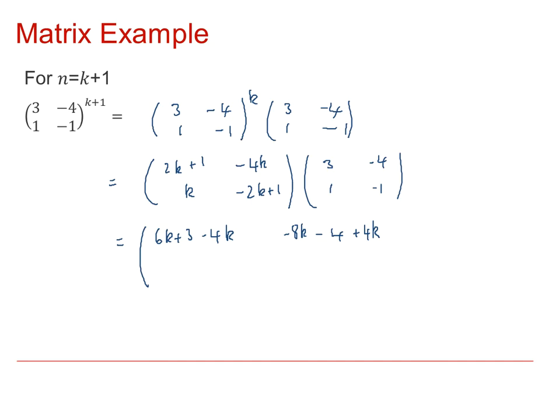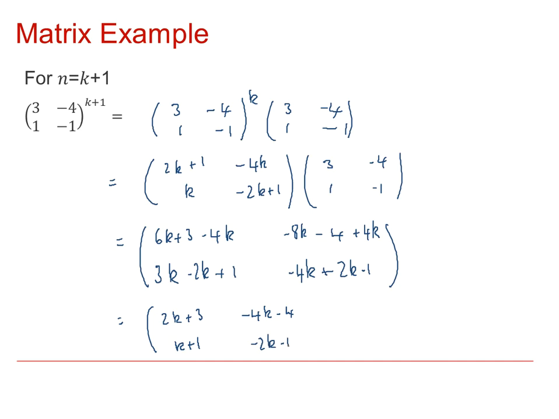Then moving to the second row and the first column, we get 3k, then minus 2k plus 1, and finally the second row multiplied by the second column gives us minus 4k and then plus 2k minus 1. So in total then we have 2k plus 3, minus 4k minus 4, k plus 1, and minus 2k minus 1, which is the result that we wanted.